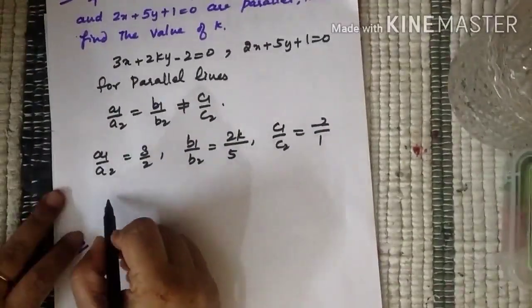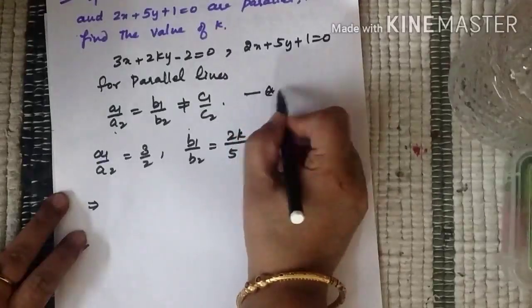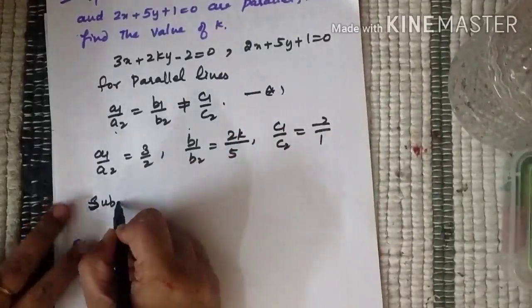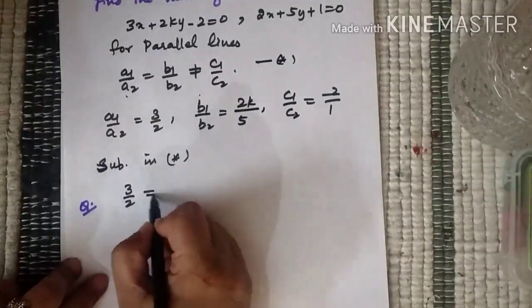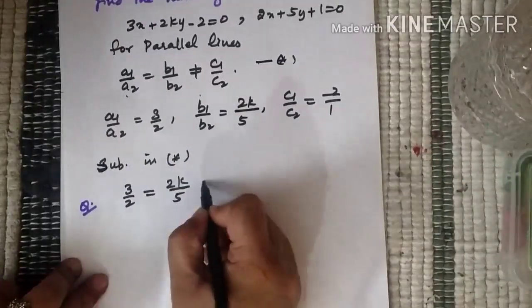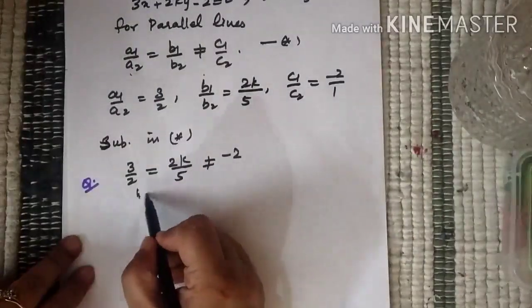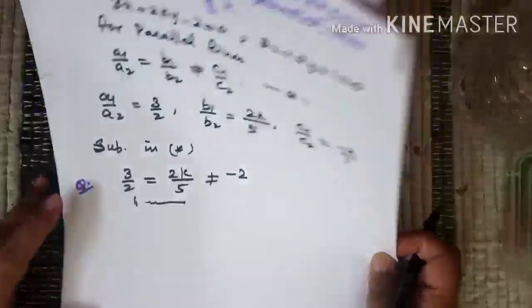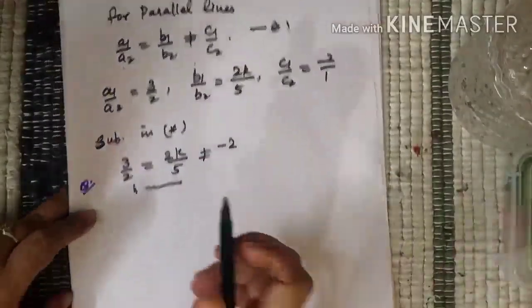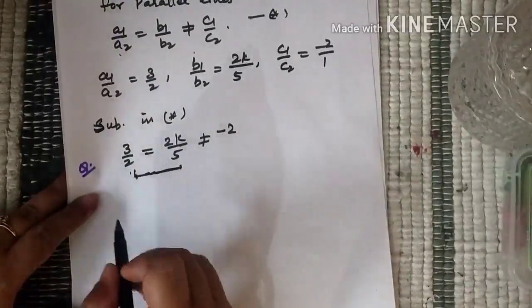Now this implies, substituting in star, what do I get? 3 by 2 is equal to 2k by 5 is not equal to minus 2. So if I solve these equations, what do I get? I need to find the value of k for which they represent parallel lines. So for the not equal to part, I will not look into it; I'll look into these two. These two equations will give me the value of k.